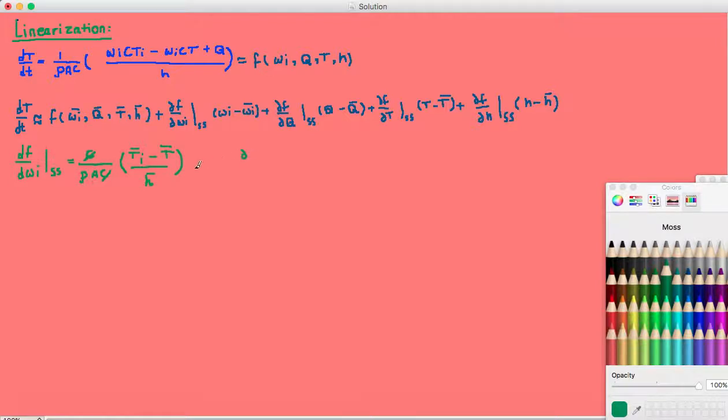The second derivative is the change of f based on q, equal to 1 divided by rho A C, multiplied by 1 divided by h at a steady state.